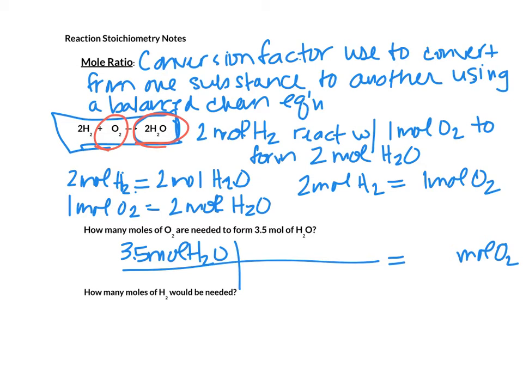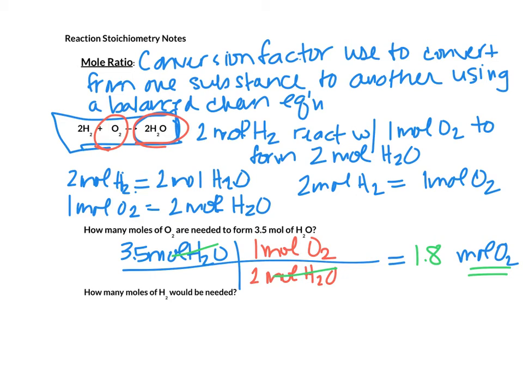So when we're canceling, moles of water can only be canceled by moles of water. So within our balanced chemical equation, 2 moles of water require 1 mole of oxygen. So now my moles of water cancel. I'm in moles of oxygen, which is what I'm looking for. So I'm really taking 3.5 divided by 2, or it would be 1.8 if I am going with significant figures.